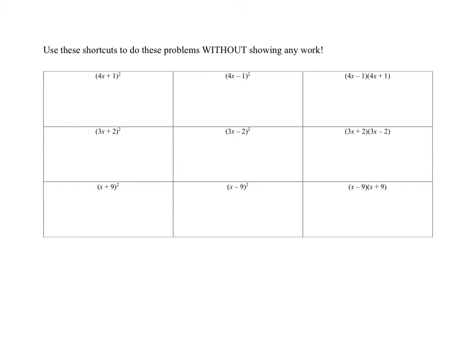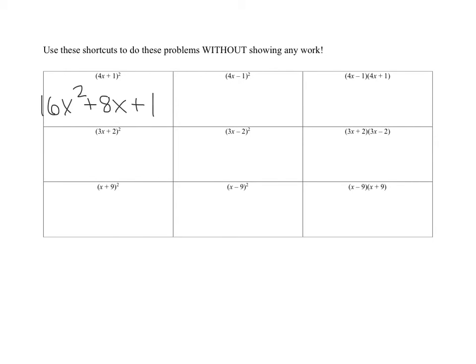So 4x squared is going to give us 16x squared. And then to get the middle term, you're multiplying the 4x times the 1 together, which gives us 4x. But we're going to have two 4x's in the middle, so that's going to give us 8x. So then we're going to have plus 8x, and then we square the last term. 1 squared is 1, so I get plus 1.